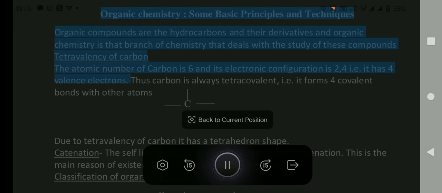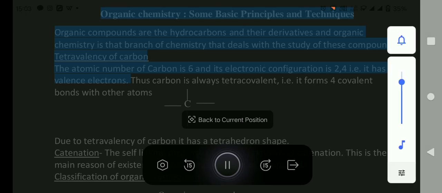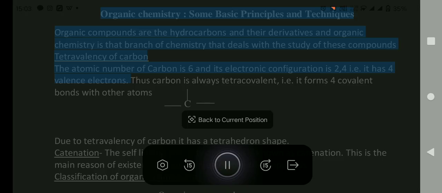Chapter 12: Organic Chemistry. Some basic principles and techniques. Organic compounds are the hydrocarbons and their derivatives, and organic chemistry is the branch of chemistry that deals with the study of these compounds.